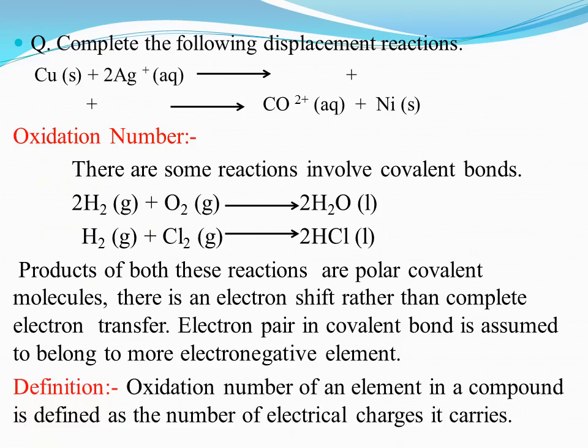Now see the definition of oxidation number. The oxidation number of an element in a compound is defined as the number of electrical charges it carries.